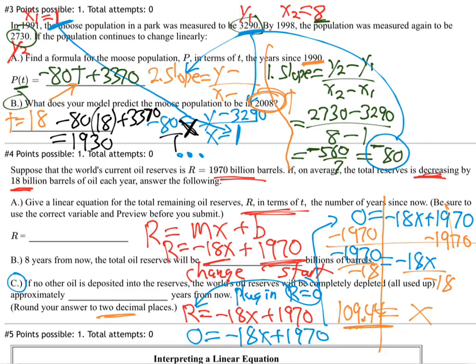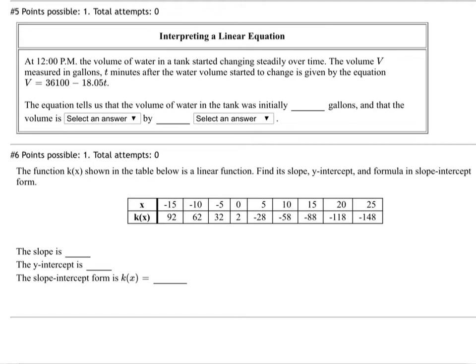Is that good? So at 12 p.m., the volume of water in a tank started changing steadily over time. The volume V, measured in gallons, T minutes after the water volume started to change. The equation tells us that the volume of water was initially, so looking at that equation, which number tells you what it was initially, which means at the start, huh? 3,600. Yeah, the number that's not next to the letter. Remember, the one next to the letter is the one that's changing, varying. It's next to the variable. Yeah, so this is the one that's at the start.